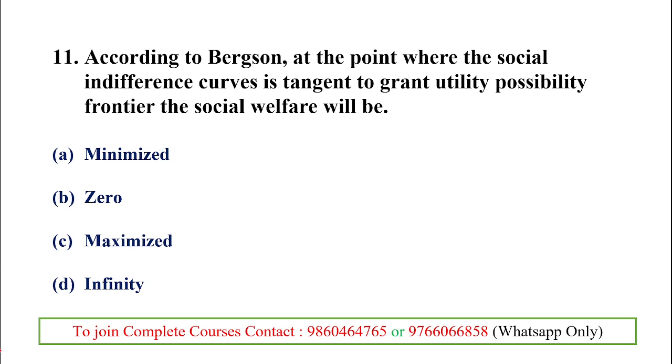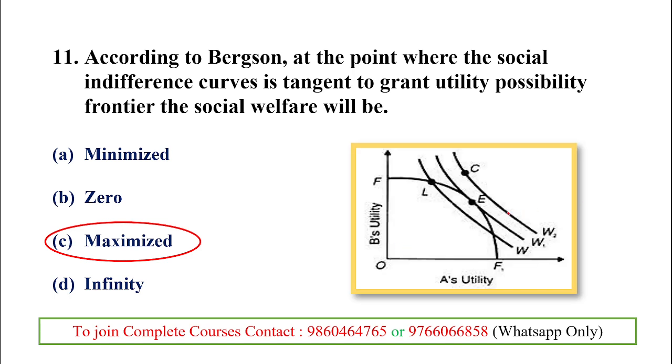The Bergson model says that social welfare is maximized at the point of tangency between the social indifference curve and the grand utility possibility frontier. And in the curve shown here, it's the tangency point, E and L. So at that point, the utility or social welfare of the people gets maximized.